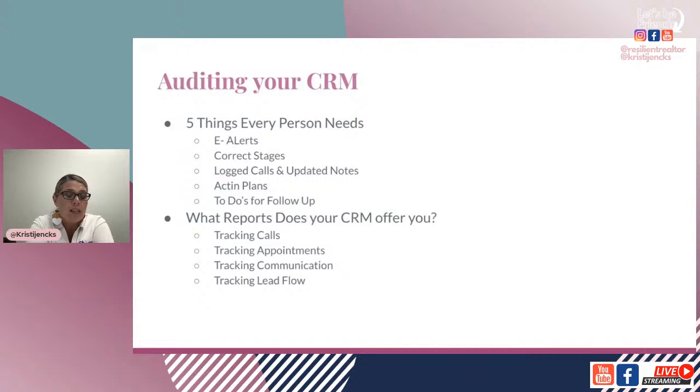So action plans are essentially those automated emails that engage your leads. So we're going to be looking for that. And then this is another big one, to-dos for follow-up. So those are 5 things every lead needs. And if I were to audit 2 of them that are going to help me uncover hidden transactions, it would be e-alerts and to-dos. And I'm going to give you guys some examples of what that looks like as we go in.